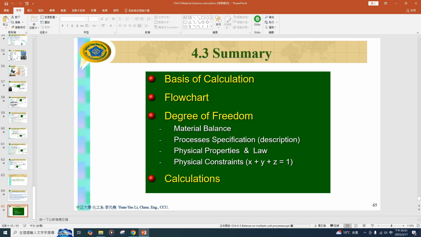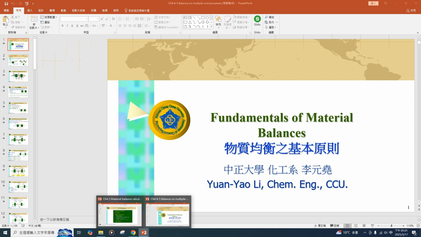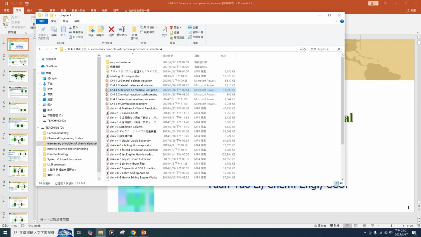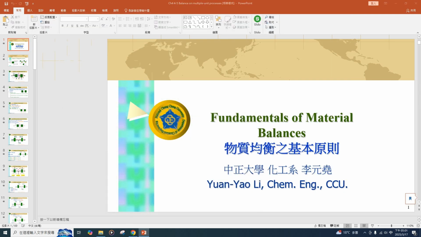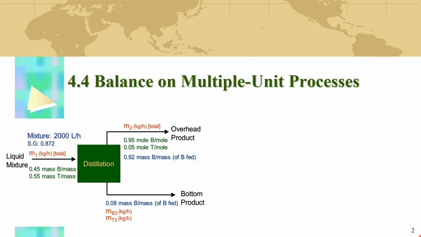In your midterm exam, which covers chapters 4.4 and 5. Okay, this is the one I really think you need to concentrate on, and I want you to work with me step by step. Right, so section 4.4 is balances on multiple unit processes.